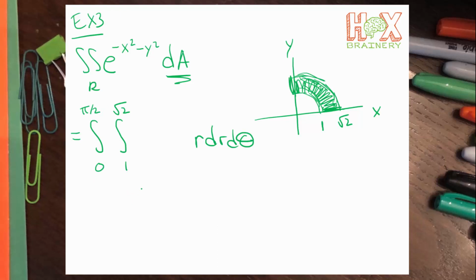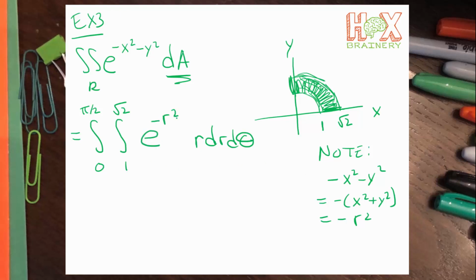All right, and then this exponent, let's make a note here. The exponent on e is negative x squared minus y squared. That's the same as negative x squared plus y squared, which is negative r squared. So then I'm going to have e to the negative r squared power. All right, so I've converted to polar coordinates, and now I want to figure out how I can integrate this.